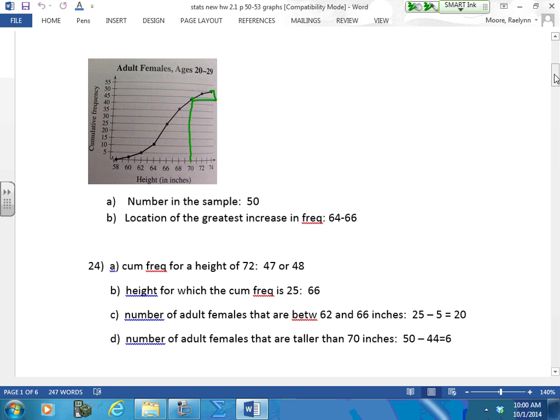Questions on reading these? No? Or did you find yourself within the ballpark for these?